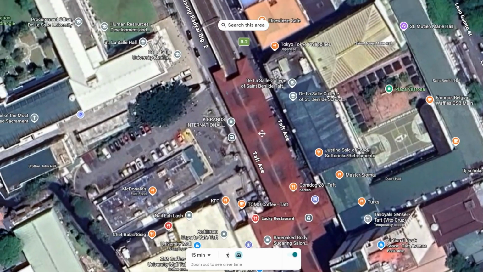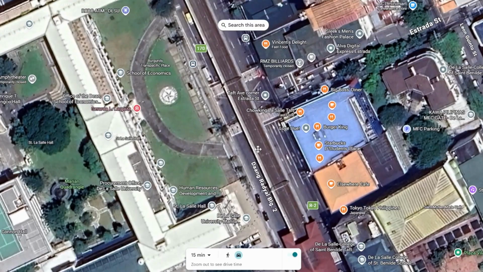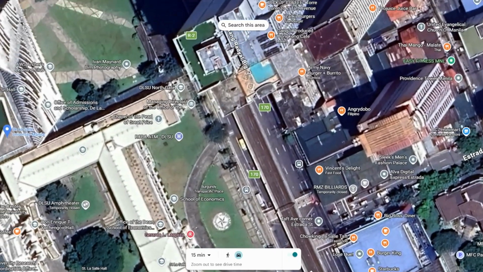So of course, student life isn't complete without the food trip. So how many food options are there in DLSU? Thankfully, DLSU sits right below the Vito Cruz station of the LRT1. This allows you to go anywhere in the greater part of Manila and discover food places very far from campus.